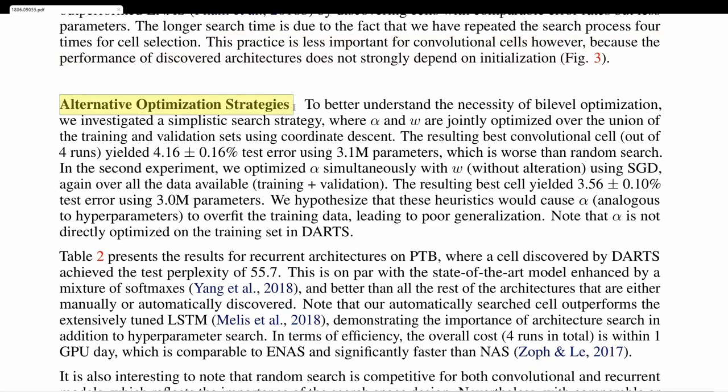Alternative optimization strategies. To better understand the necessity of bi-level optimization, we investigate a simplistic search strategy where alpha and w are jointly optimized over the union of the training and validation sets using coordinate descent. The resulting best convolutional cell out of 4 runs yielded 4.16 plus minus 0.16 test error using 3.1 million parameters, which is worse than random search.